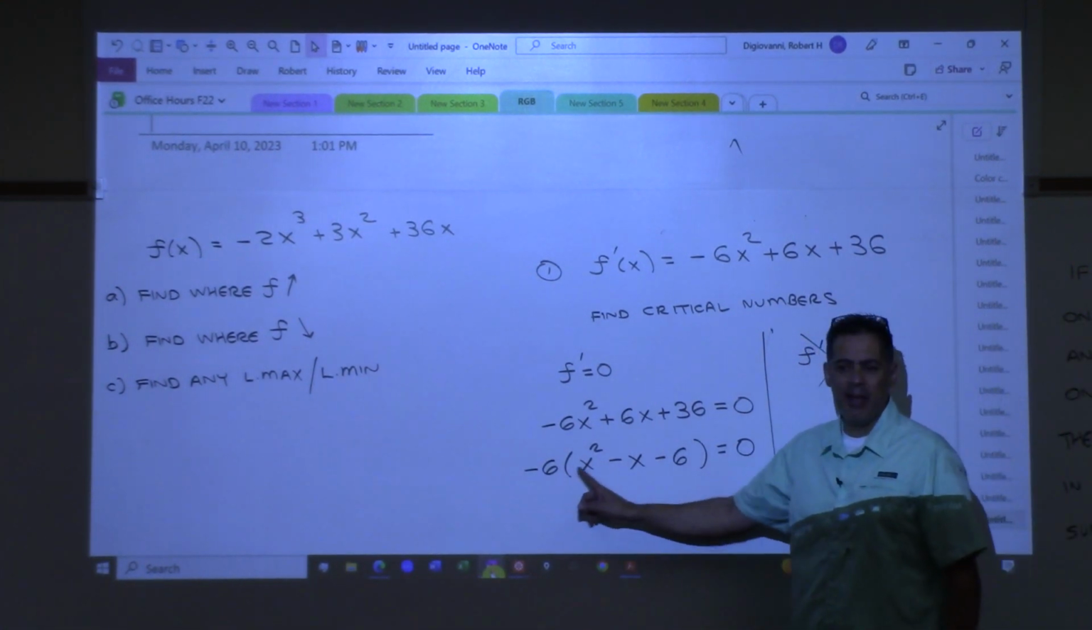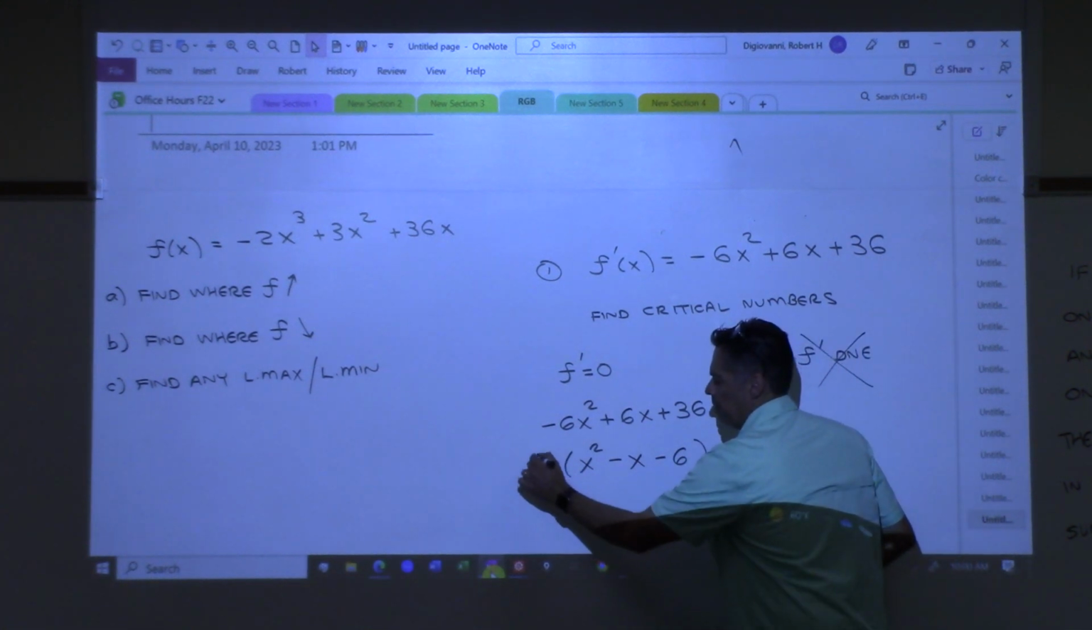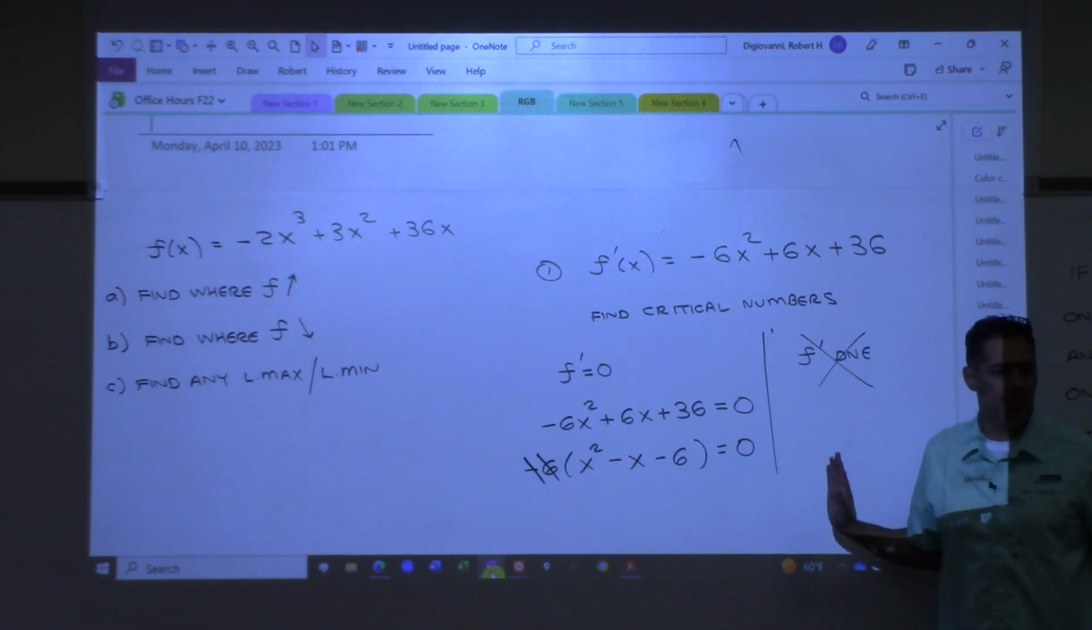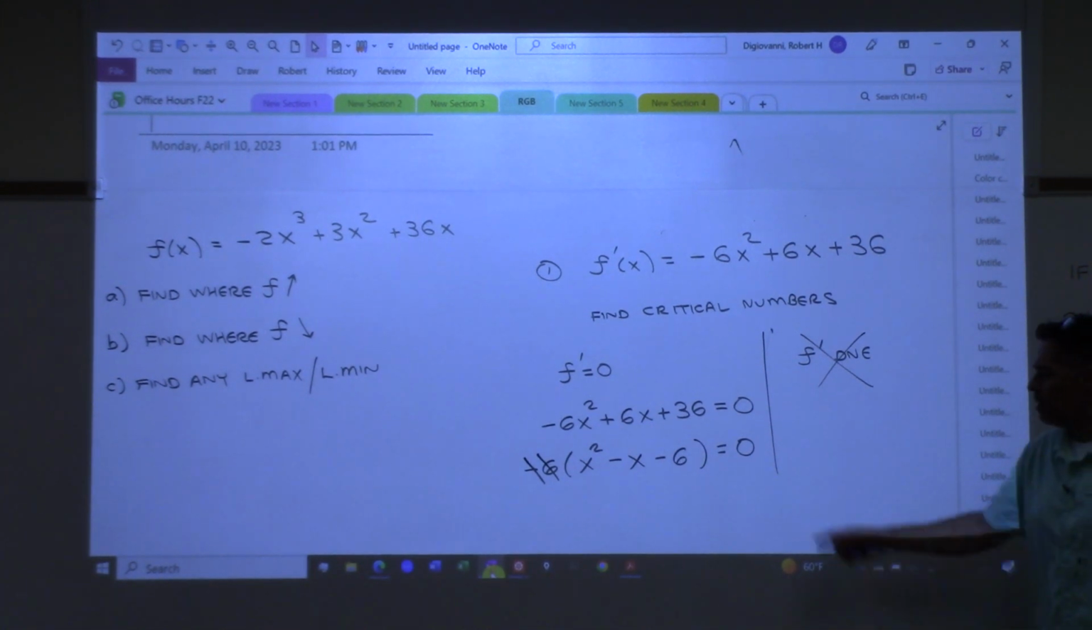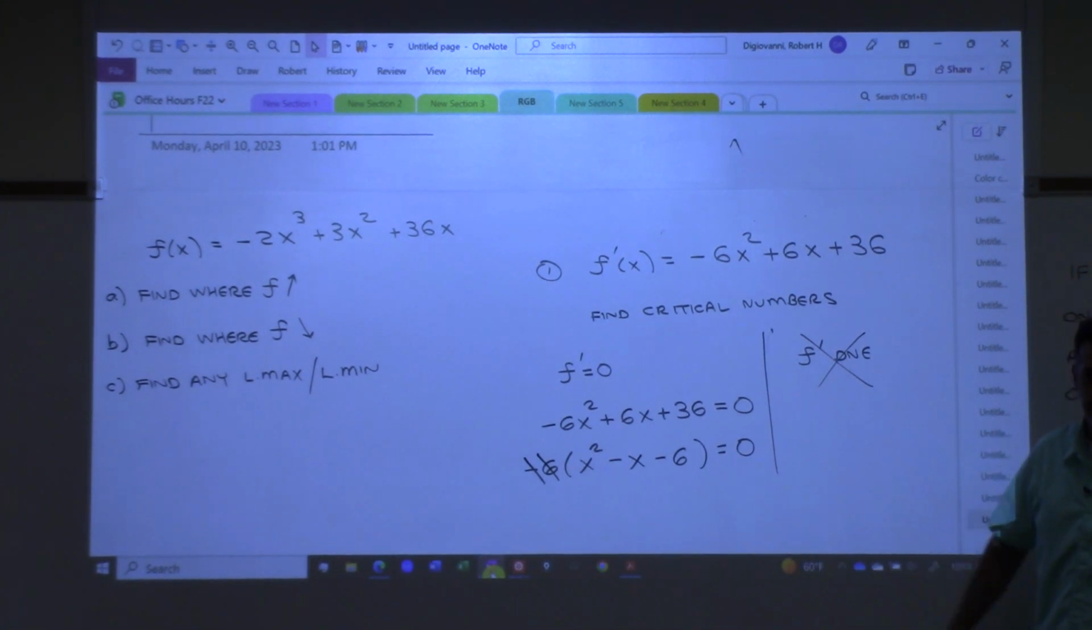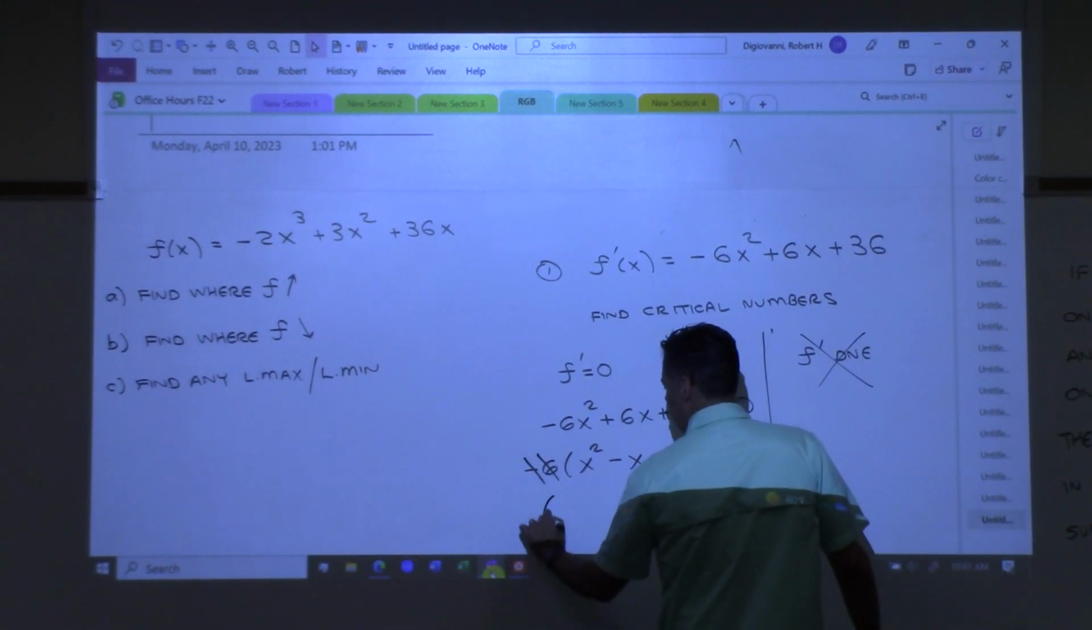Divide both sides by negative 6, just to get rid of it. All right, you can divide both sides by negative 6. And it's gone, because 0 divided by negative 6 is still 0. And then that does factor. Can someone tell me what the factoring of this is?